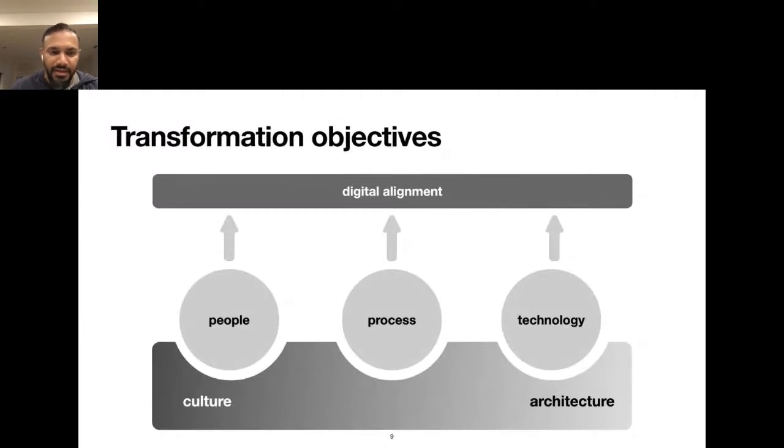But it is not only the technology, it is based on these three pillars, and any organization should have a proper foundation. The foundation, I would say, is based on culture and architecture. So culture and architecture create a foundation, and you have to improve people, process, and technology, those three pillars. Once we improve those three pillars, you will get proper digital alignment as the result.